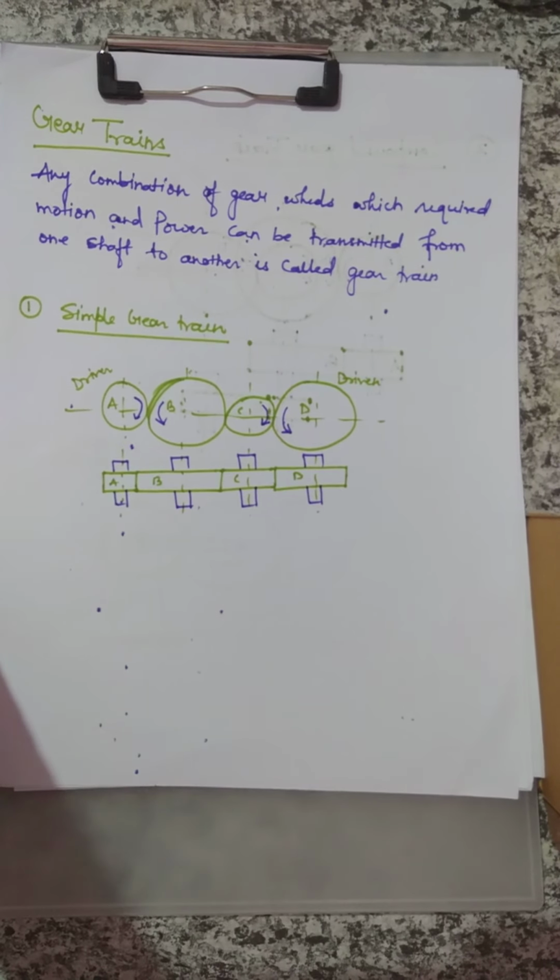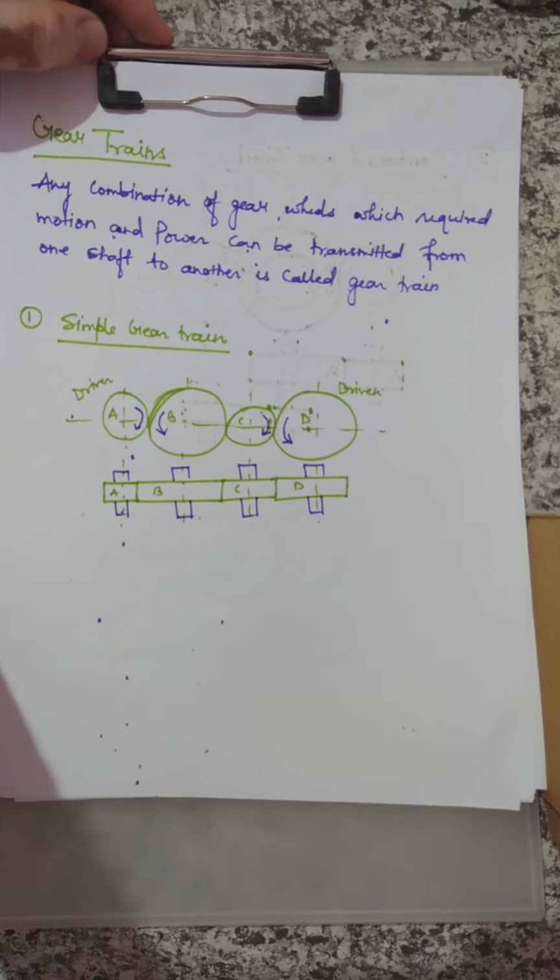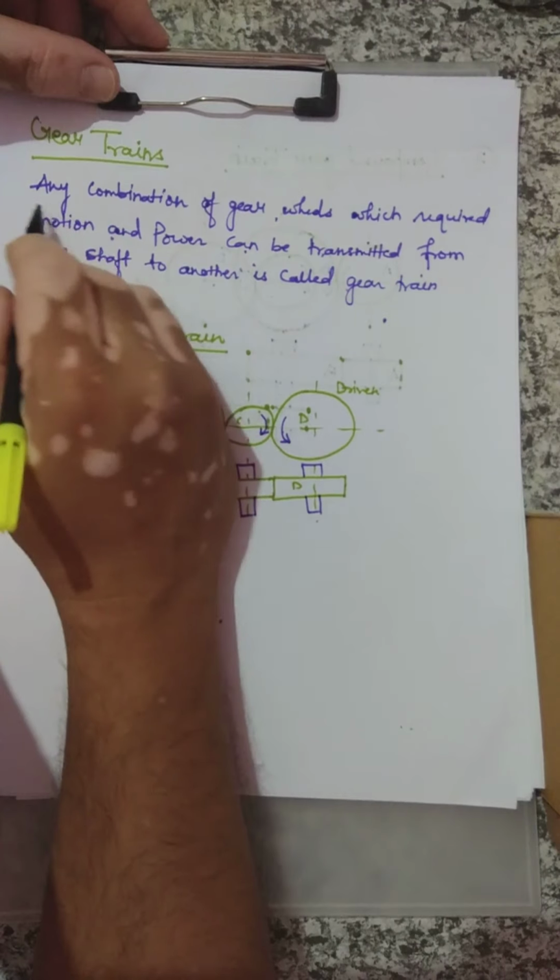Now our next topic is gear train. What is a gear train? Any combination of gear wheels, as we all know what a gear is. Gear wheels which require motion and power to be transmitted from one shaft to another shaft is called a gear train.